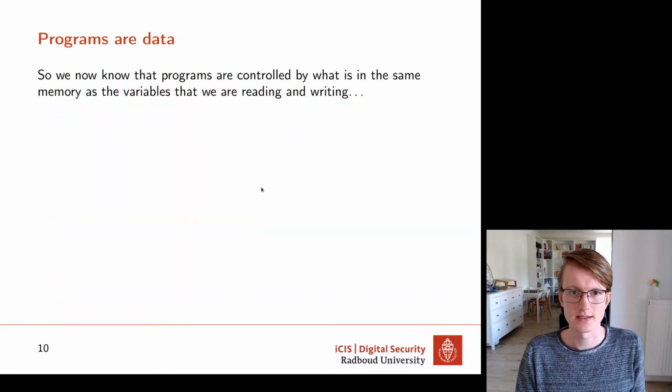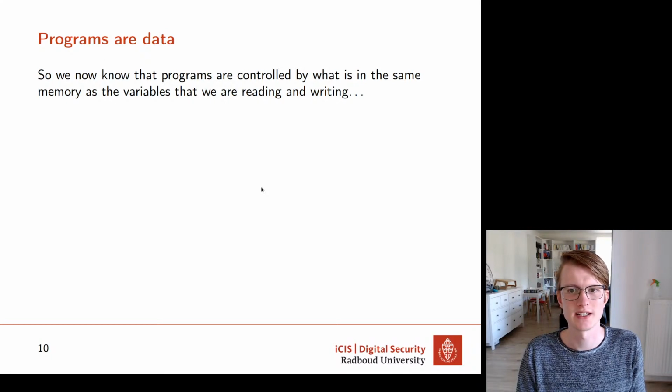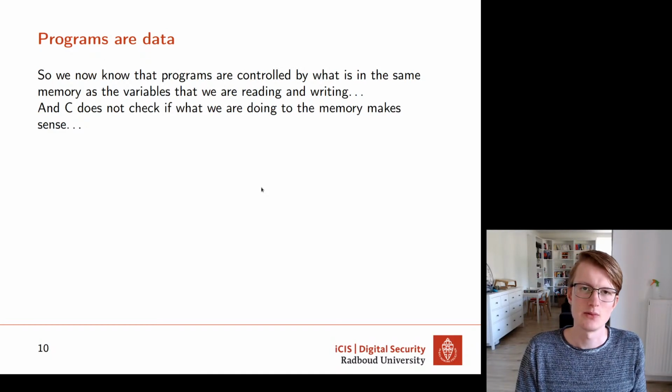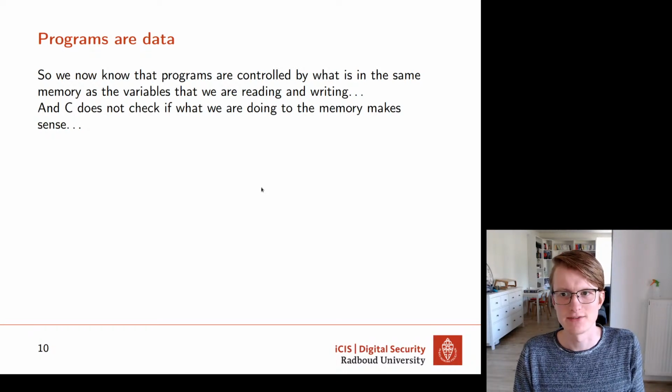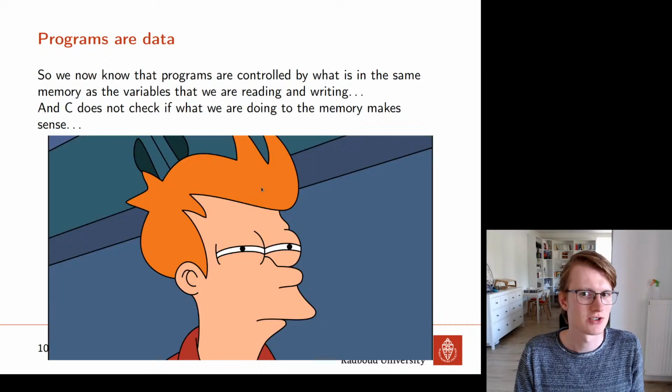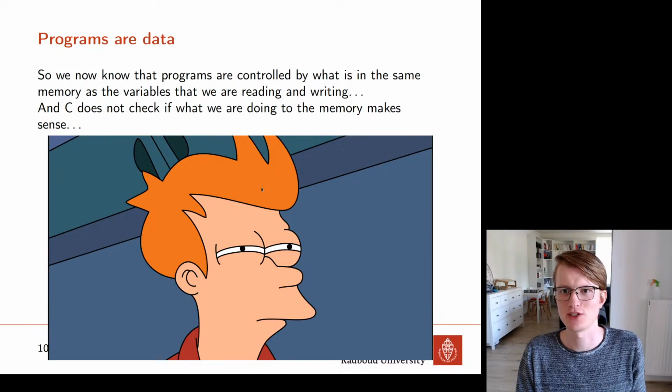And this is problematic. So if we know that the programs are controlled by what is in the same memory as the variables that we are reading and writing, and we know that C does not check what we are doing to the memory, and if that makes sense or if that's malicious or not, this should more or less be your intuition by now.